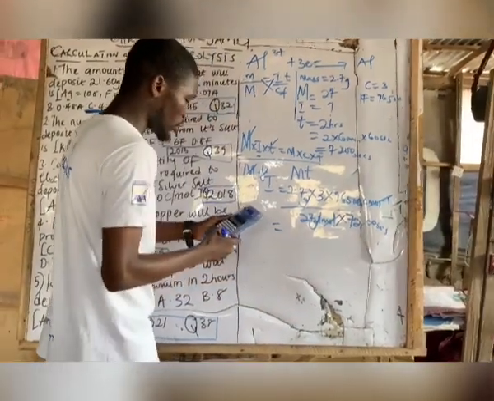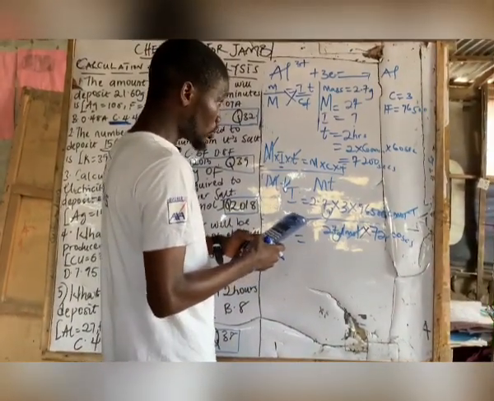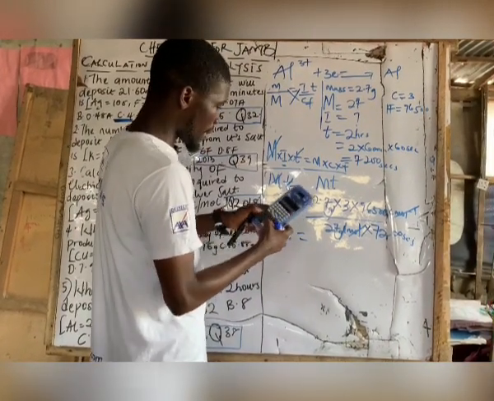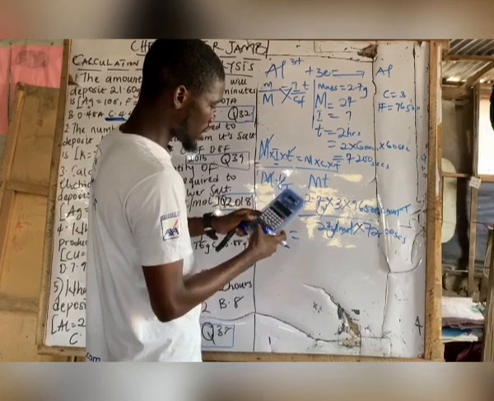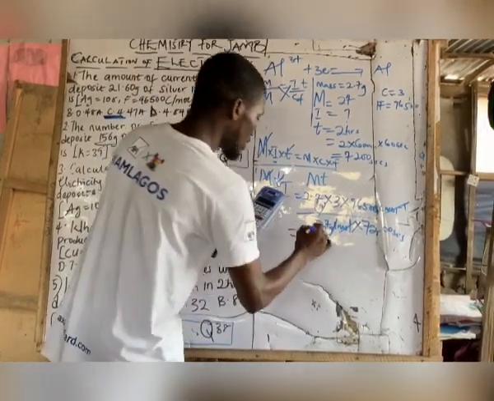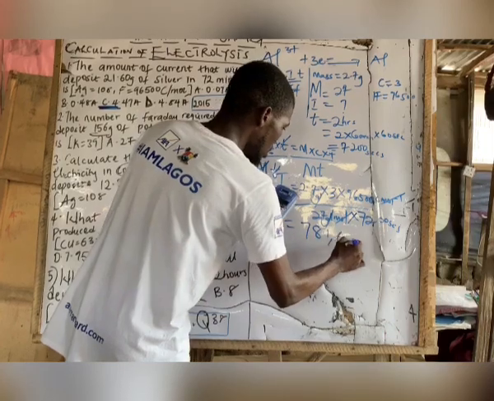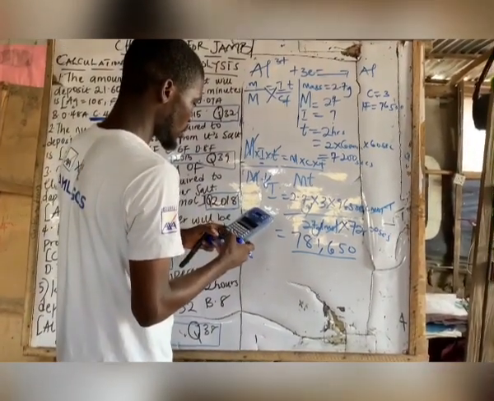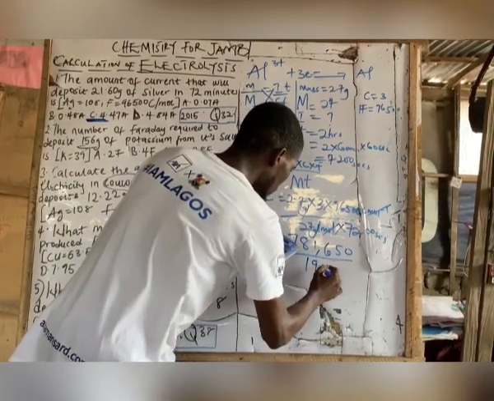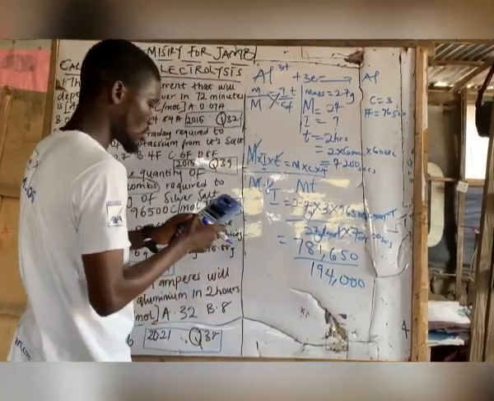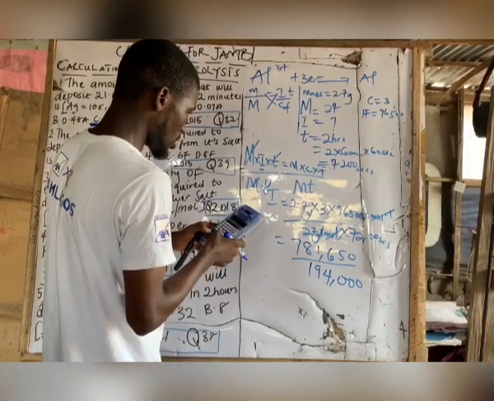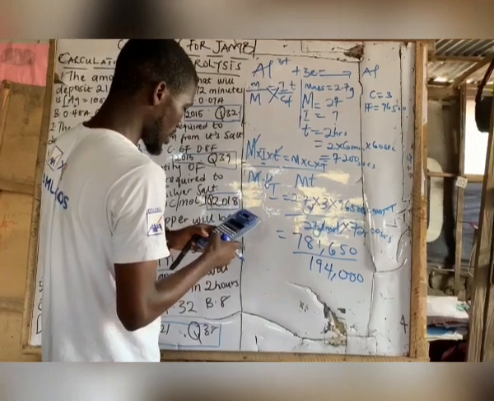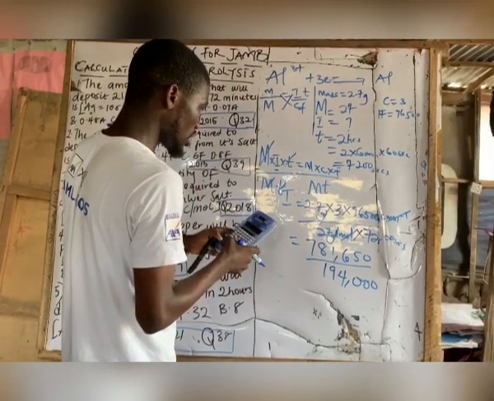So you multiply all through for the numerator as well as the denominator, then we divide. 2.7 multiplied by 3 multiplied by 96500, and so we have 781,650 divided by 27 times 72. So we have 781,650.